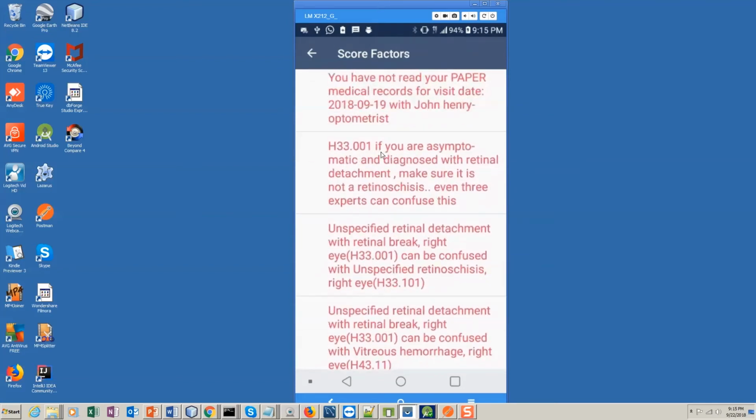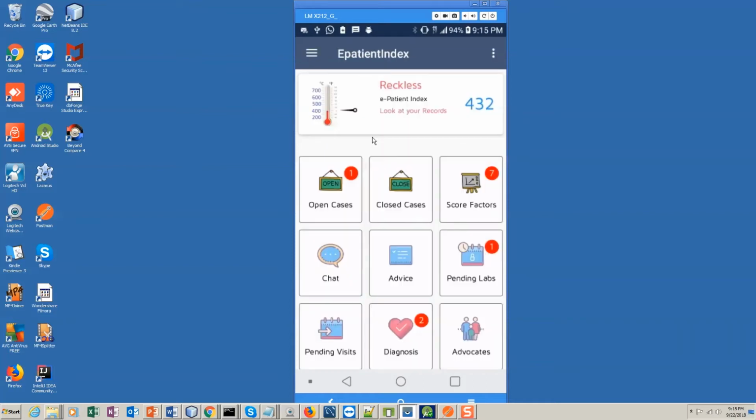EpatientIndex, I call it the Waze GPS app for e-patients. You see the warning there, published to you by another e-patient. Important information for your shared decision making.